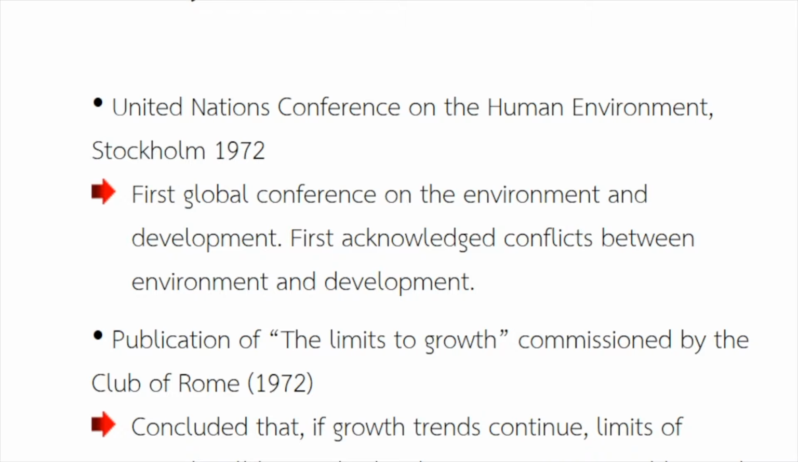One of its main conclusions was that if the growth trends in world population, industrialization, pollution, food production and resource depletion continue unchanged, then the limits of growth on this planet will be reached sometime within the next 100 years. The report further said that the most likely consequence of reaching these limits will be an uncontrollable decline in population and industrial capacity. So it was a very pessimistic outlook for the future of our planet.